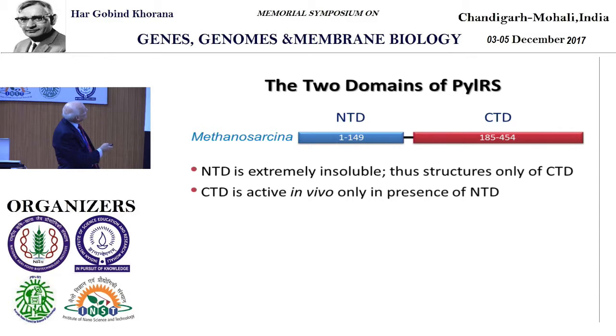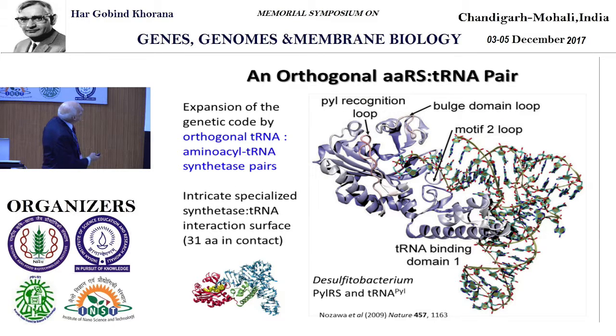Pyrrolysyl tRNA synthetase has two domains in archaea, a C-terminal domain and an N-terminal domain. The N-terminal domain is exceedingly insoluble, and therefore we only have structures of the C-terminal domain with and without tRNA. I'll show it in a minute. And we showed long ago that the C-terminal domain is active in vivo only in the presence of the N-terminal domain. So this then gave rise to the following.